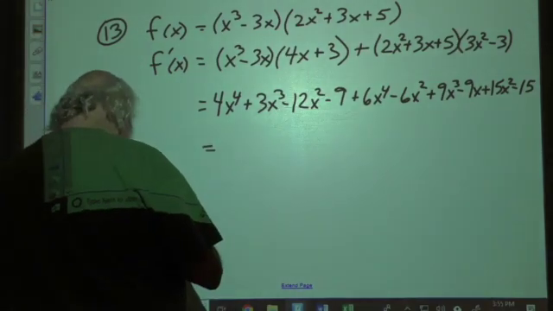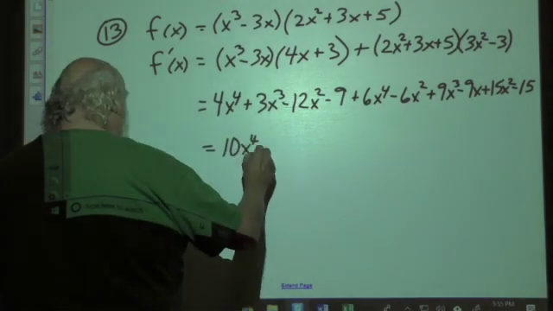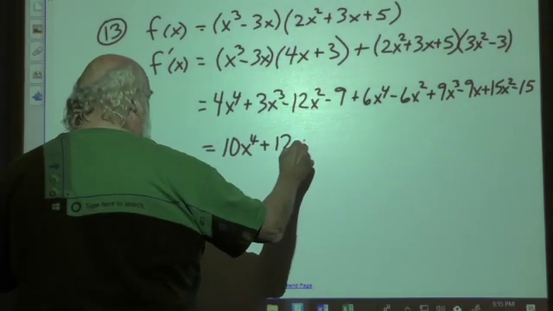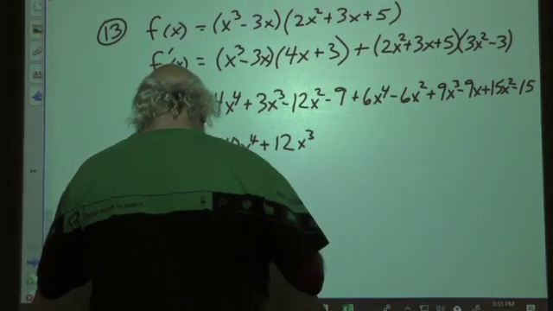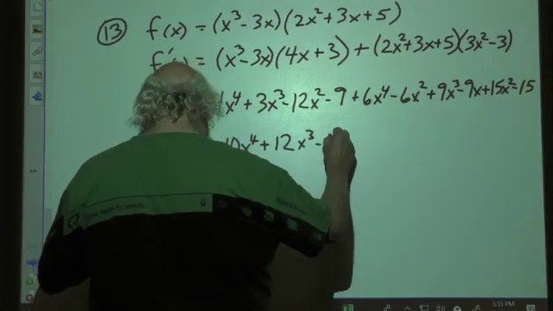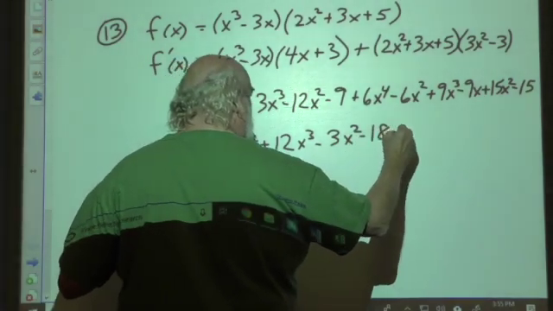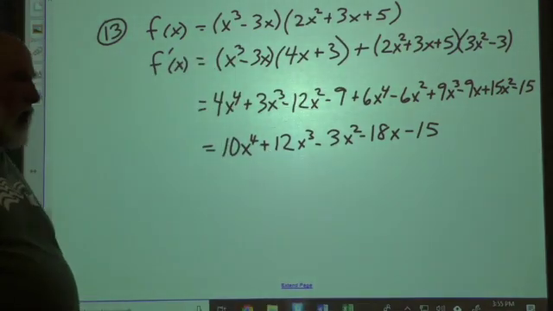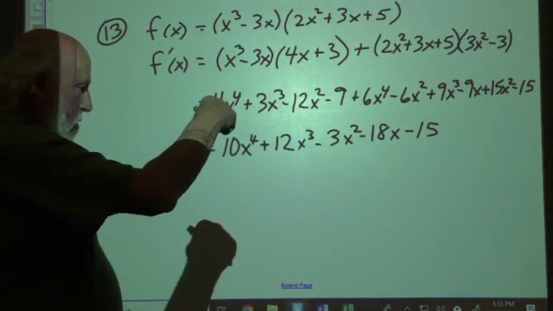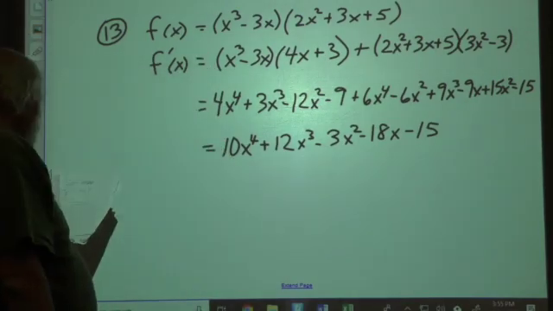And if you do that, you should end up with 10x to the fourth plus 12x cubed minus 3x squared minus 18x minus 15. Just cutting out a few minutes of showing where everything goes. I think you can handle that on your own.